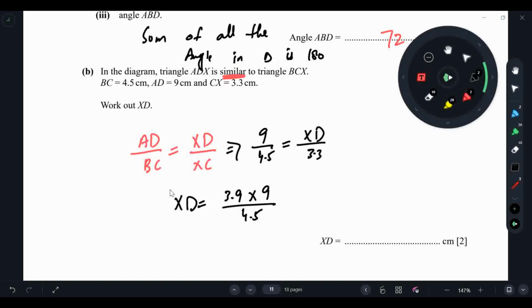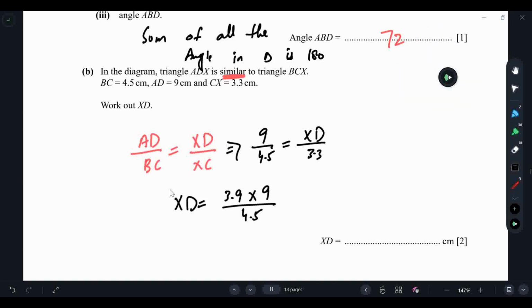So XD will be equals to, simply cross multiplied, 3.3 multiplied by 9 divided by 4.5. So we know that 9 is double of 4.5. So 4.5 ones are and twos are. So 3.3 multiplied by 2. This will be equals to 6.6, which will be the final answer. Let's move to question number 18.